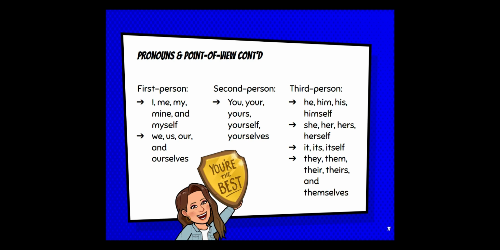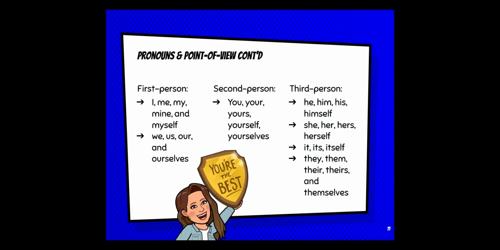You rarely see a story written in second person. However, if you've ever picked up like a choose your own adventure story, that's probably written in second person. For example, it might say, you walk down a dark corridor and you're faced with two doors. Do you choose the right or do you choose the left? That would be second person.